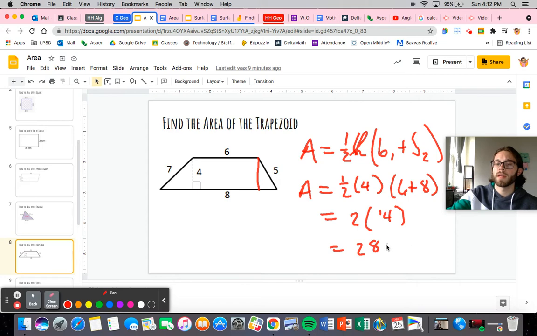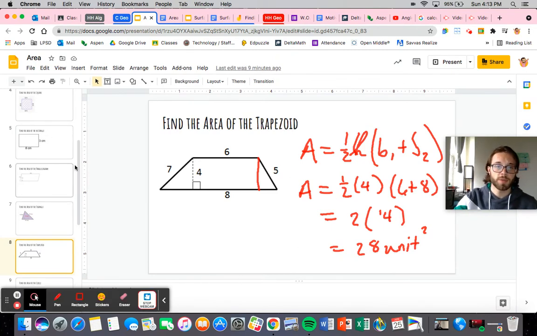We are not given a unit, so you can just write units squared. Now that is probably one of the trickier ones, just because you have to remember to include all the different parts, including both bases and the height, and put them in the correct order. All right. Don't forget about the 1/2 as well.